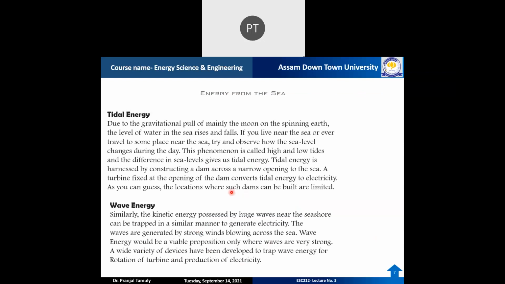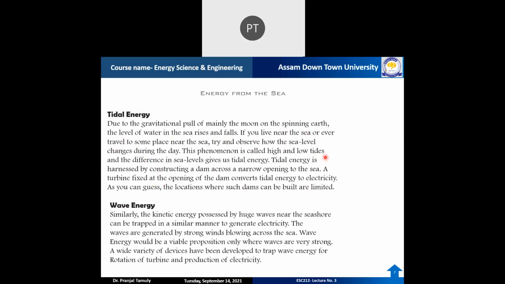Another type of energy from the sea is tidal energy. Due to the gravitational pull, mainly of the moon on the spinning earth, the level of water in the sea rises and falls. If you live near the sea or ever travel to some place near the sea, try to observe how the sea level changes during the day. This phenomenon is called high and low tides, and the difference of sea level gives the tidal energy. The tidal energy is harnessed by constructing a dam across the narrow opening of the sea. A turbine fixed at the opening of the dam converts this tidal energy to electricity. As you can guess, the locations where such a dam can be built are limited.